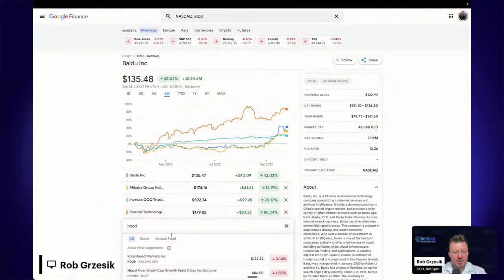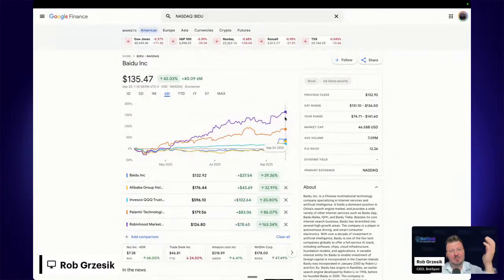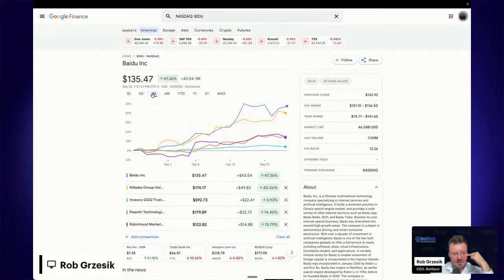Compare here, Robinhood. Robinhood's just been beating, holy crap, Robinhood is up 155% in 6 months. That is wild. Hey, what if we take a look at 1 month? If you look at 1 month, then Baidu is up at the top. So okay, this is what I was seeing. Baidu up 47% in a month. Alibaba up 40% in a month. That is wild. It's pretty crazy results.